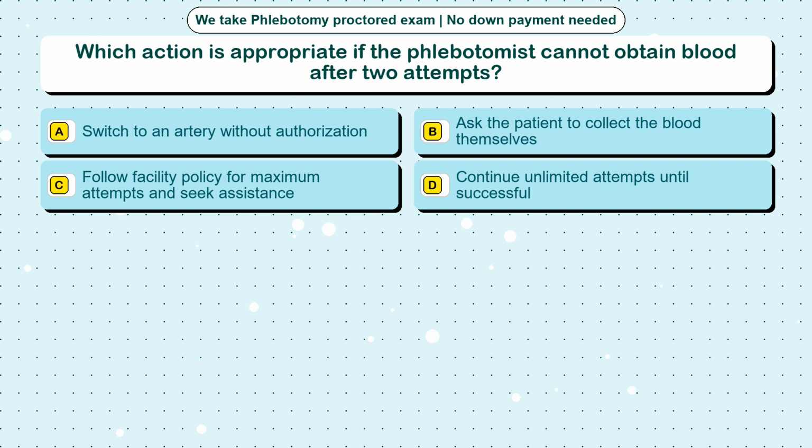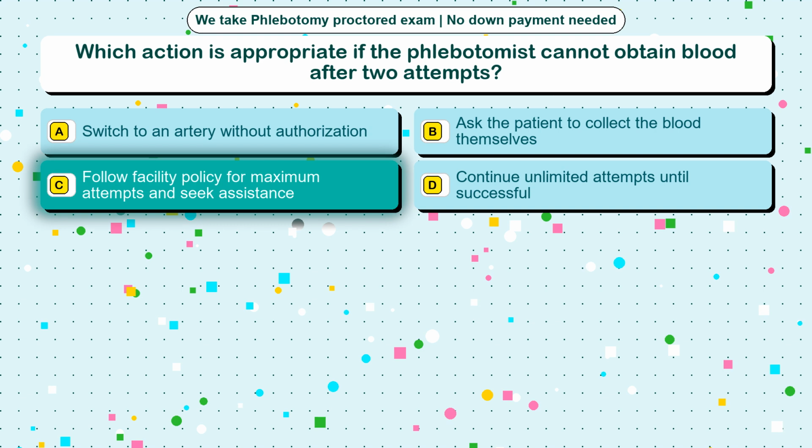Question 19. Which action is appropriate if the phlebotomist cannot obtain blood after 2 attempts? Option A, switch to an artery without authorization. Option B, ask the patient to collect the blood themselves. Option C, follow facility policy for maximum attempts and seek assistance. Option D, continue unlimited attempts until successful.